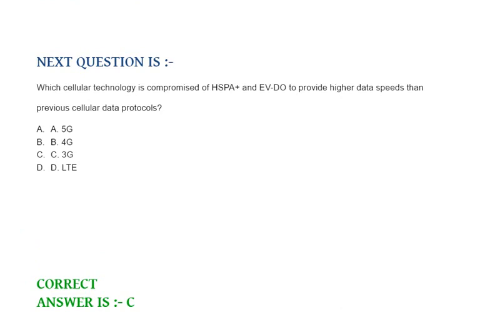Next question is, which cellular technology is comprised of HSPA plus and EV-DO to provide higher data speeds than previous cellular data protocols? Option A, 5G. Option B, 4G. Option C, 3G. Option D, LTE. Correct answer is option C.